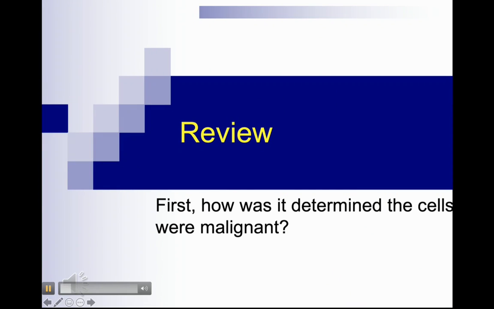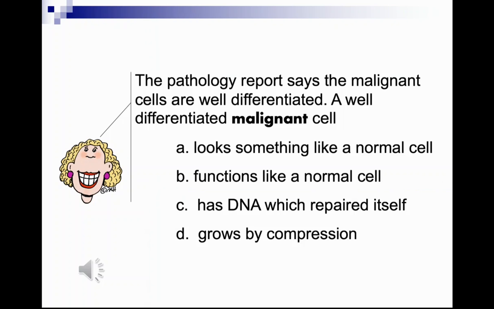Almost there. Now let's review. First, how was it determined the cells were malignant? Did you say biopsy? You would be correct. Biopsy is the definitive diagnostic test for cancer. The pathology report says the malignant cells are well differentiated. A well differentiated malignant cell: looks something like a normal cell, functions like a normal cell, has DNA which repaired itself, or grows by compression?